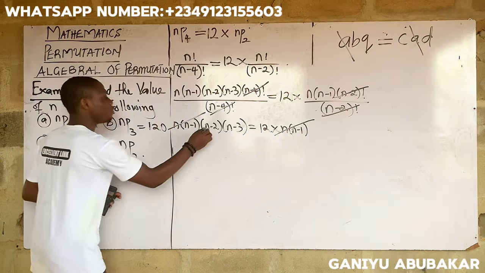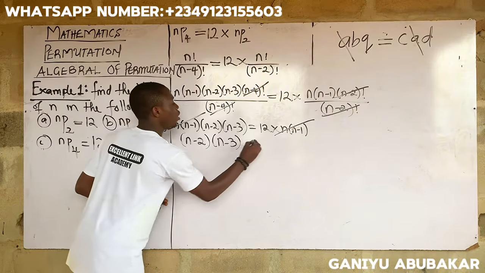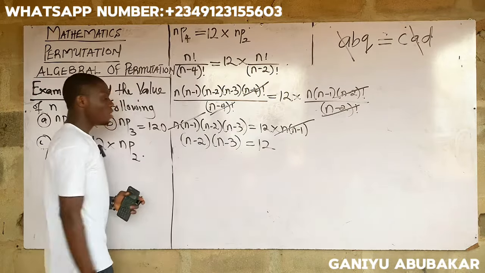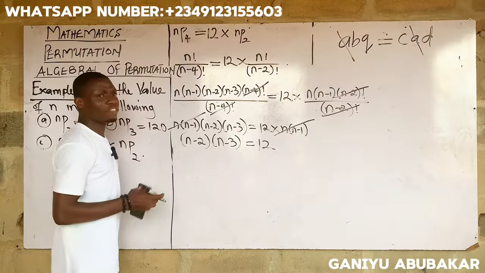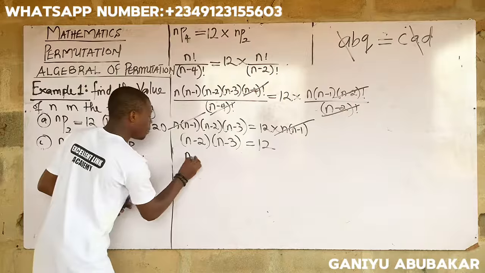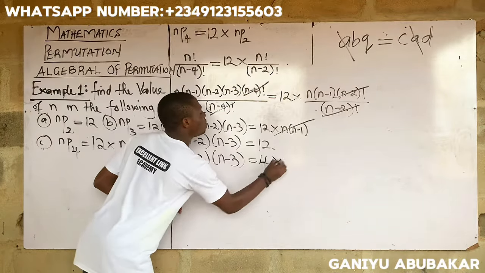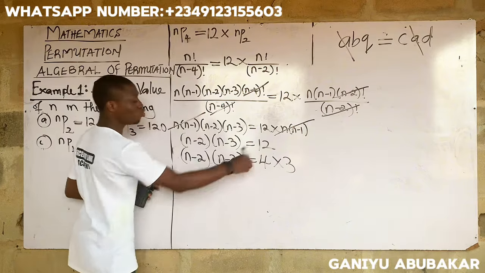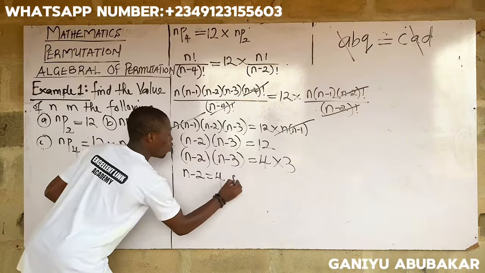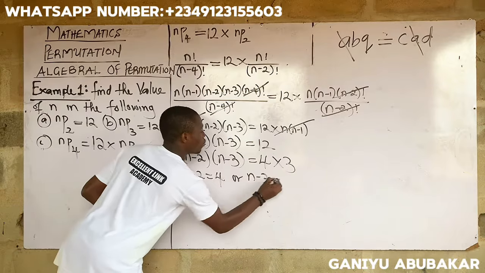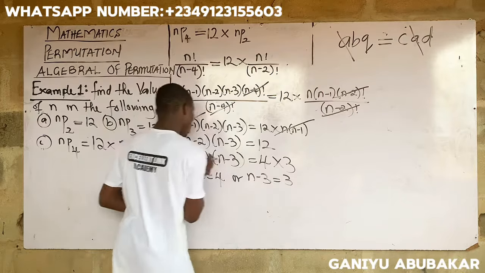So I'm left with what? N minus 2 into n minus 3 equal to what? 12. This is 12. Look for two numbers whose difference is 1. That's 4 and 3. So I have n minus 2 into n minus 3 equal to 4 times 3. I'm having two numbers. So I have what? N minus 2 equal to 4 or n minus 3 equal to what? 3. Plug this one with this 3. Plug this one with this 4.